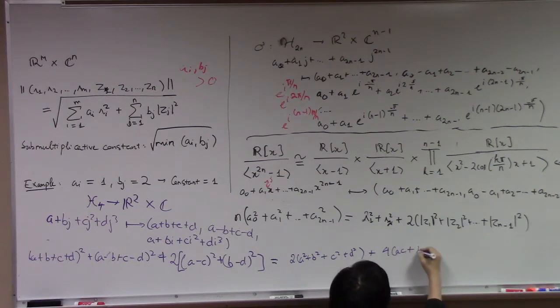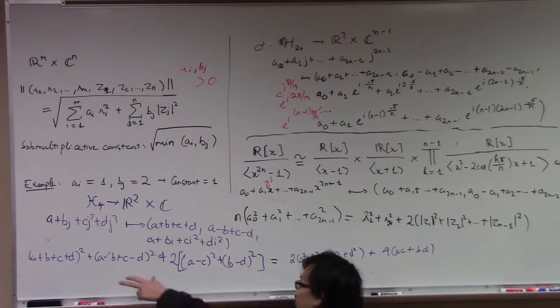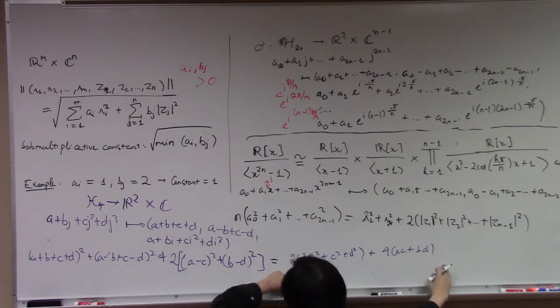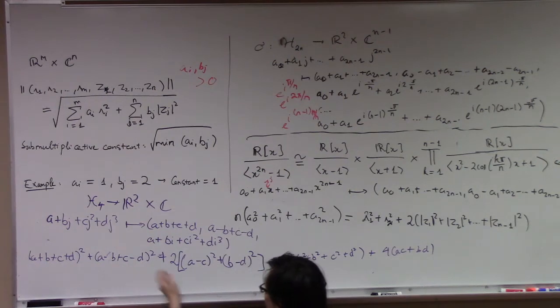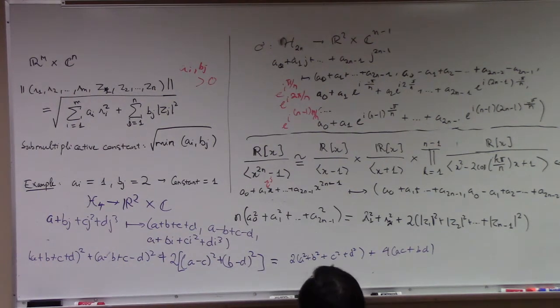Okay, so the first two will be simplified into this one because I have minus b and minus d here. And the second one should just be a plus b squared plus c squared plus d squared minus 2ac minus 2bd. So we got 4.